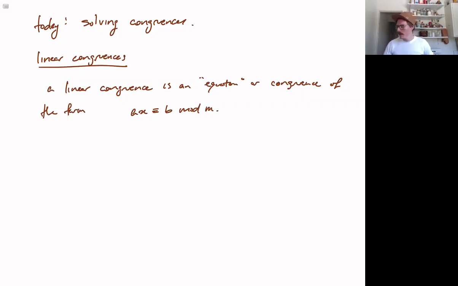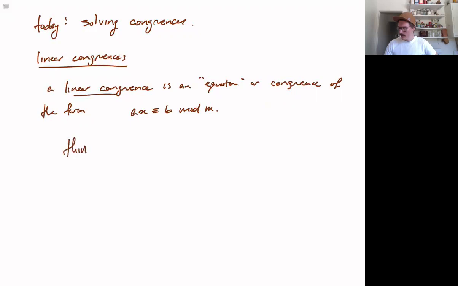I'm putting equation in quotes because we're going to essentially think of it the same way we think about solving equations. But technically speaking, equations are when you are saying some things are equal. And in this case, we're just saying that they are congruent. So it's maybe more appropriate to call it a congruence. Although if you're thinking about it happening in Z mod m, then maybe you could say it's an equation, because here we're dealing with a fixed set. But I'm going to erase that. So, okay, a linear congruence is something that looks like this.